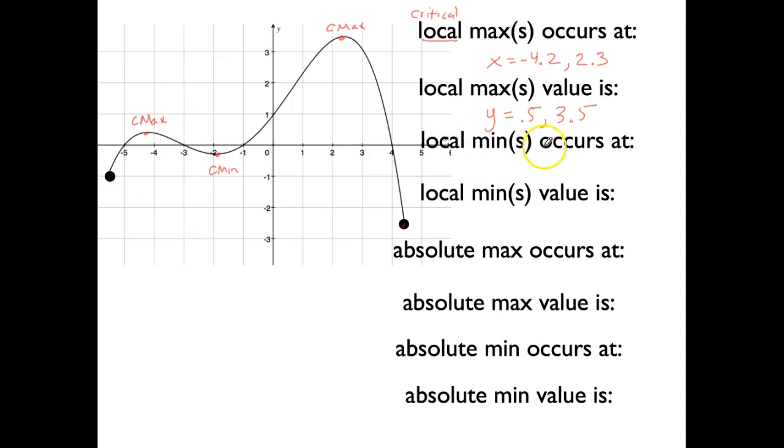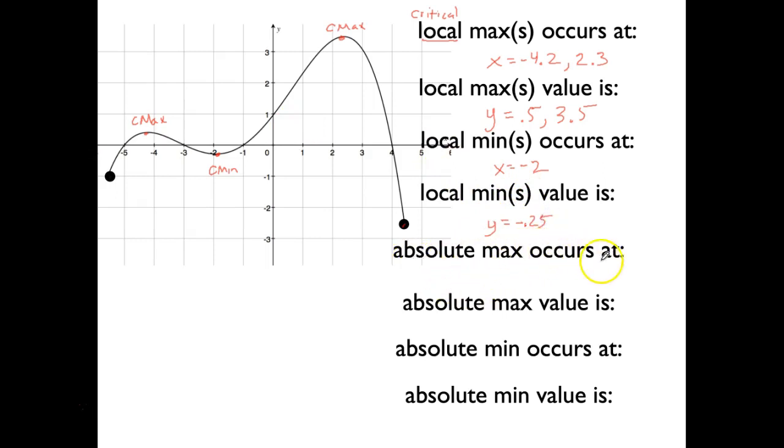Okay, then it says local mins occur at. Where are the mins? Now there's only one critical min, and it occurs right there. We'll just call it -2. It's really close to -2. So x equals -2, and where is the value at? I don't know, it's a guess, maybe like 0.25, so y equals -0.25.